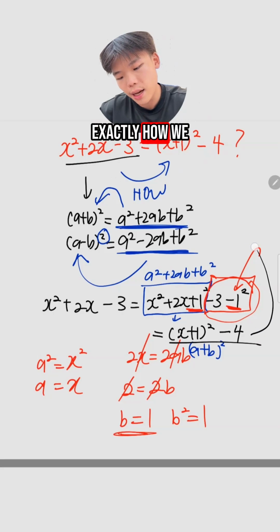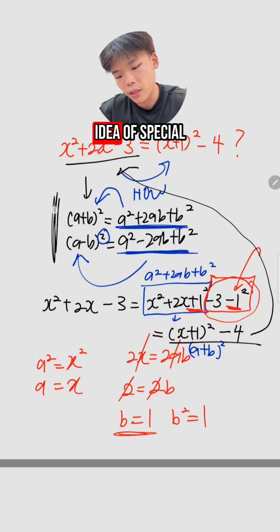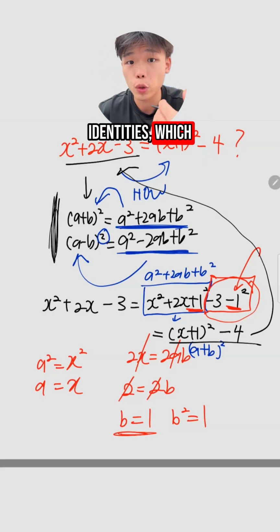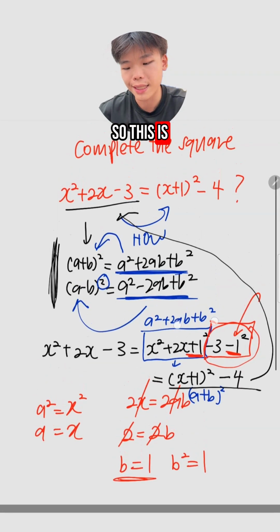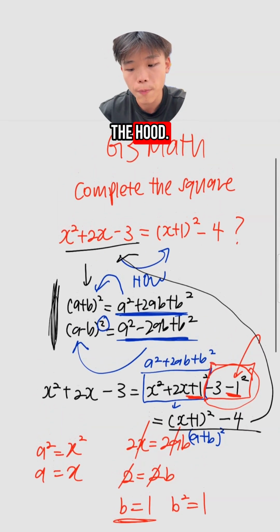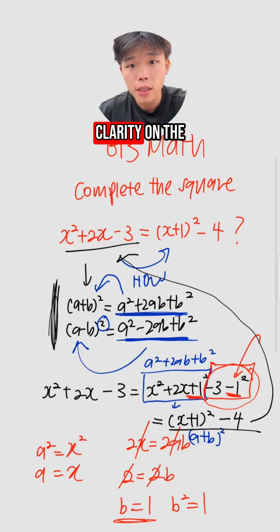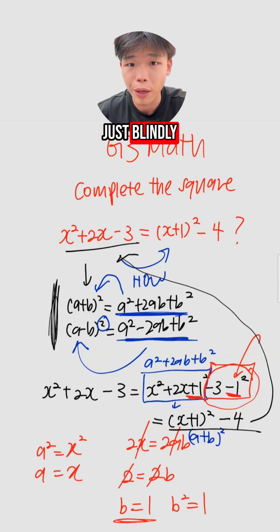So this is exactly how we complete the square using the idea of special algebraic identities, which is something that you learn in Sec 2. So this is exactly how complete the square works under the hood, and I hope that watching this video gave you clarity on the things that you actually learn rather than just blindly memorizing it.